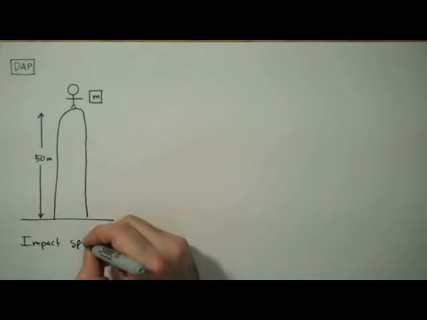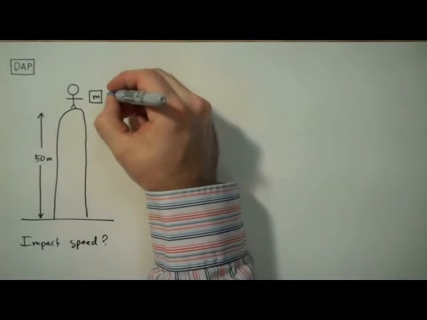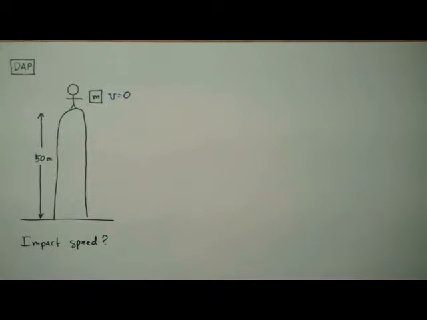So what is the impact speed of our dropped object? It would seem that we don't have enough information to solve this problem. The only thing we're given is the initial vertical displacement, but there's a couple pieces of implied information, like the initial velocity. We said it was dropped. That means the initial velocity is 0.